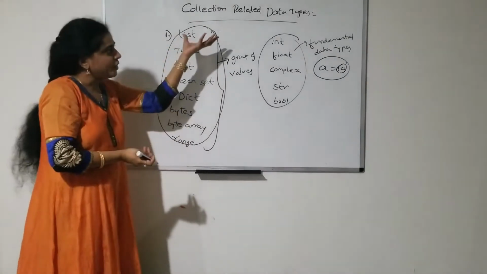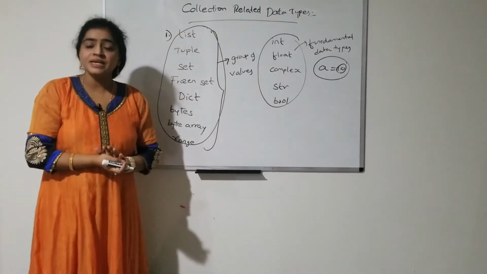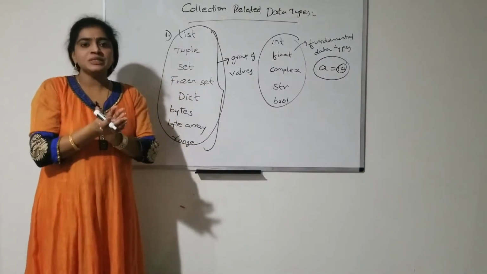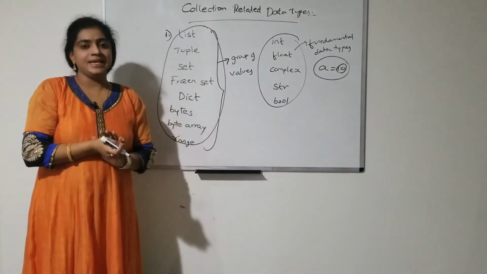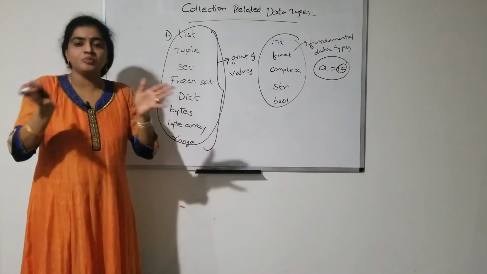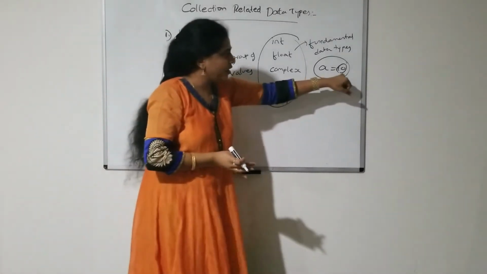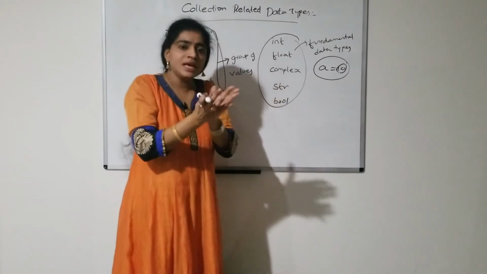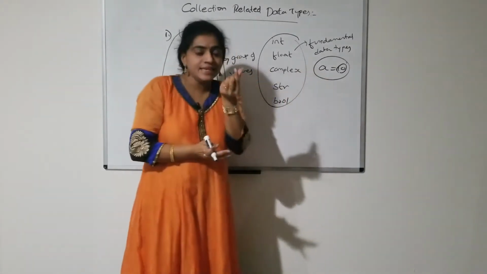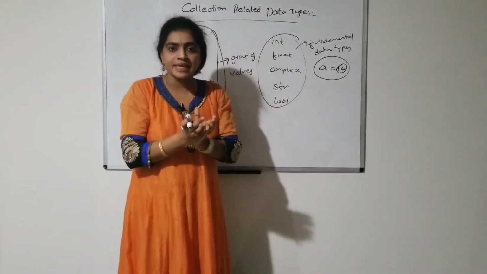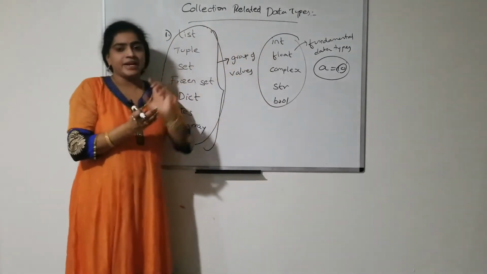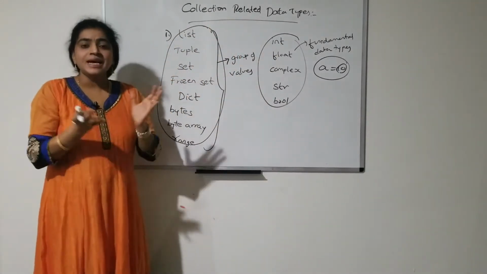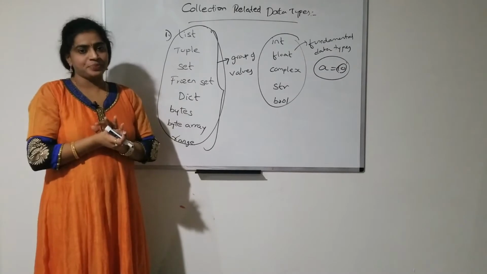So, these collection related data types are used to represent multiple values under a single entity. That means a collection of objects. All these are objects, right? So, a collection of all these objects under a single entity, a single variable, is called a collection related data type.